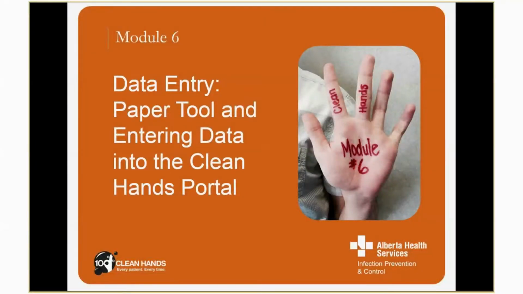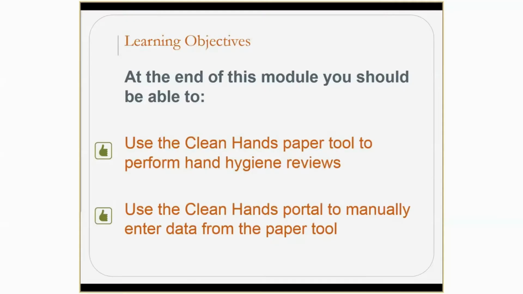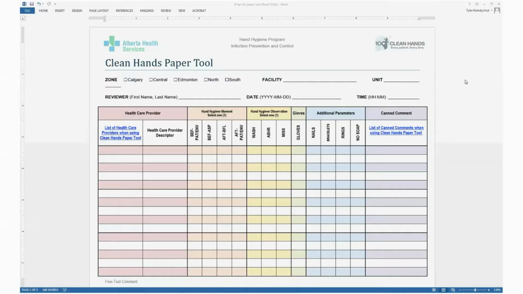Welcome to Module 6, Data Entry, Paper Tool and Entering Data into the Clean Hands portal. At the end of this module, you should be able to use the Clean Hands Paper Tool to perform hand hygiene reviews, and use the Clean Hands portal to manually enter data from the paper tool. This is the Clean Hands Paper Tool.